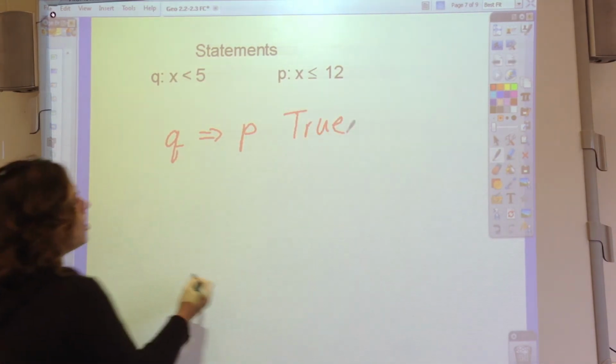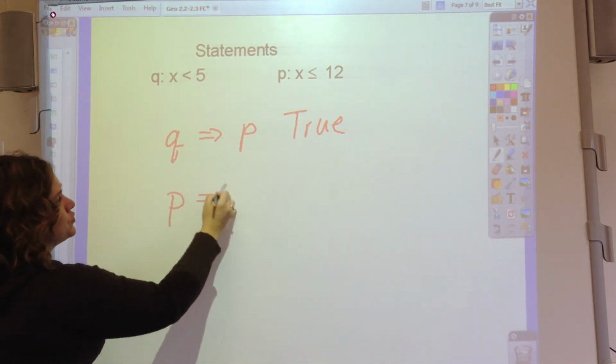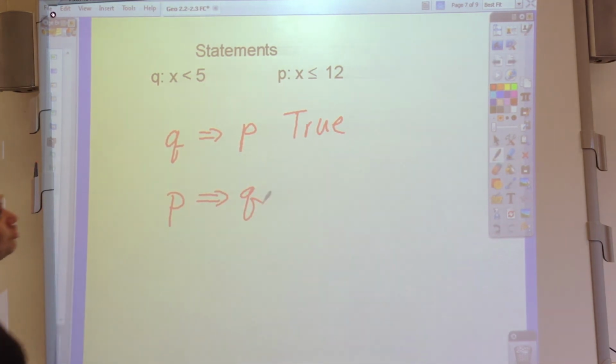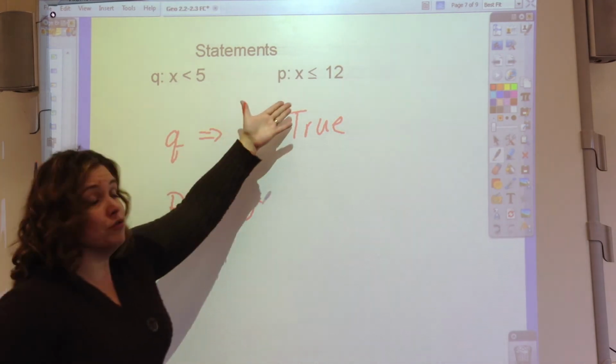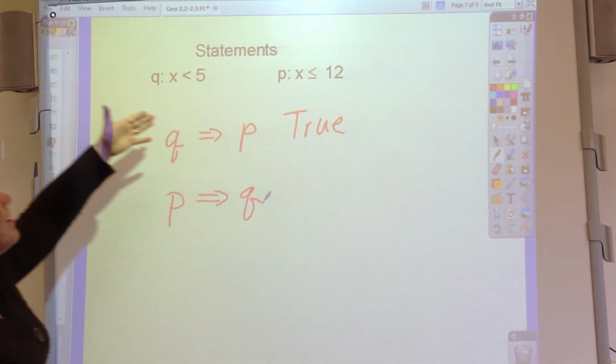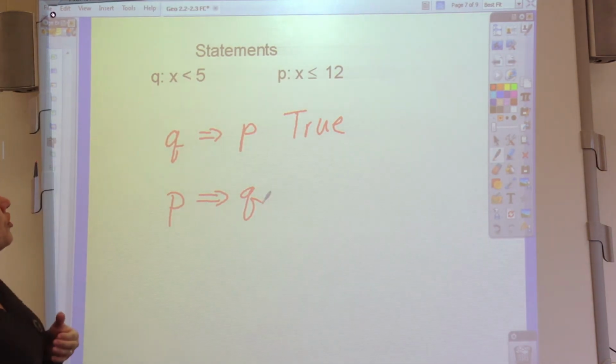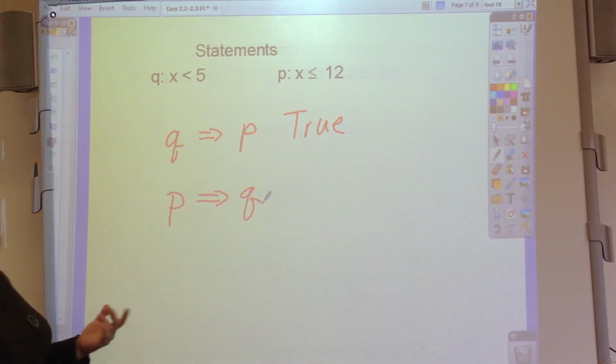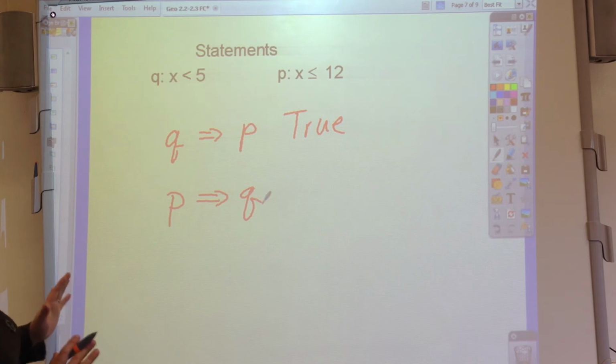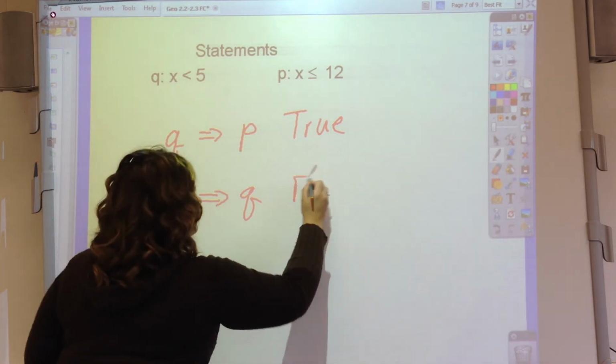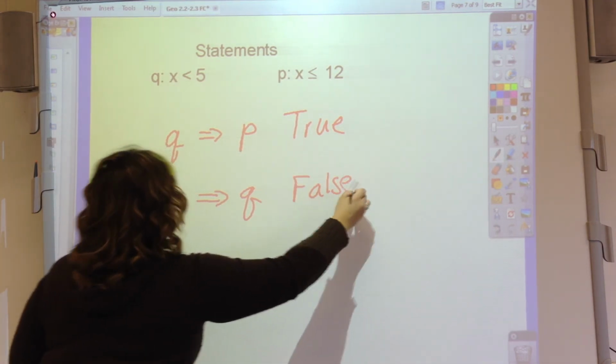Now let's look at its converse. Its converse would be P implies Q. If P is true, if x is less than or equal to 12, then it must also be less than 5. I can think of a counterexample. How about 8? 8 is not less than 5, so the converse would be false.